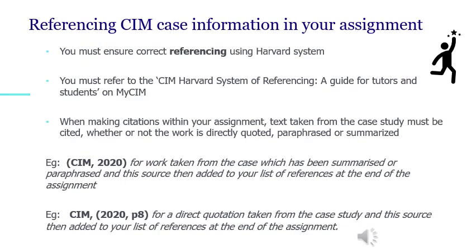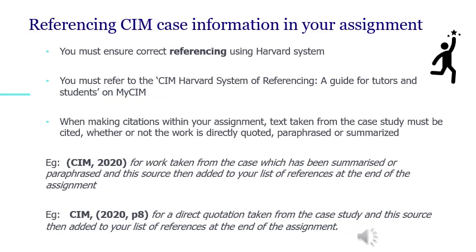As we have seen in the previous slides, one of the main problems with candidates' work is that he or she has not referenced the CIM case study correctly when using information from the case. You must ensure that you use the correct referencing to the CIM case using the Harvard system. You should know the Harvard referencing system, as you also use this for all of your other assignments. However, we will just briefly cover the basics here. Please ensure that you use the CIM Harvard System of Referencing, a guide for tutor and students, which you can find on the CIM website.